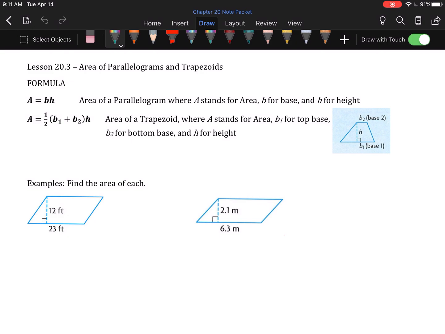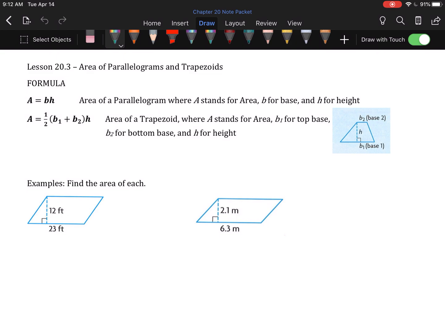The area of a trapezoid is a much more interesting formula. So that says the area of a trapezoid is 1/2 times base 1 plus base 2, then times the height. So you'll see these little subscripts on the B. There's a 1 and a 2. That's because there are two bases, and we can't just use B and B. We need a way to know which base we're talking about at any given time. So B1 for base 1, B2 for base 2.